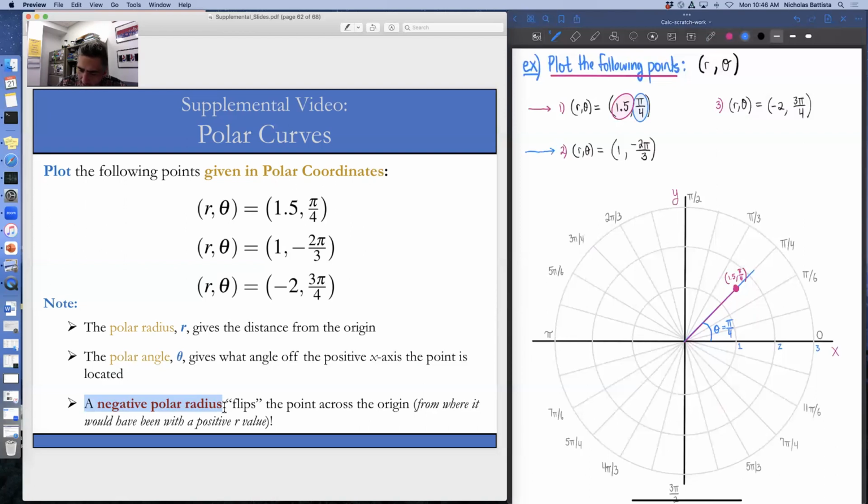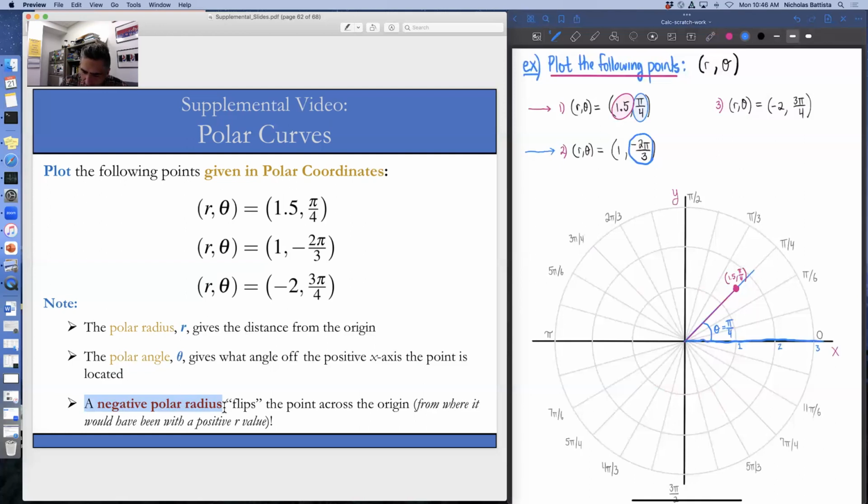So in the next point, we see a couple different things. We have a different polar radius, but now we have a negative polar angle in this case. What that means is instead of our angle moving from the positive x and going counterclockwise, we're going to move from the positive x and go clockwise. So in this case, we're thinking about this polar angle of negative 2 pi over 3.